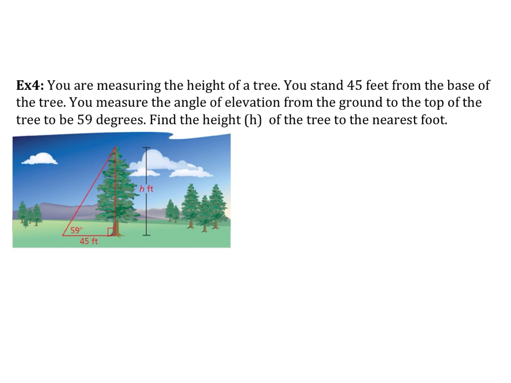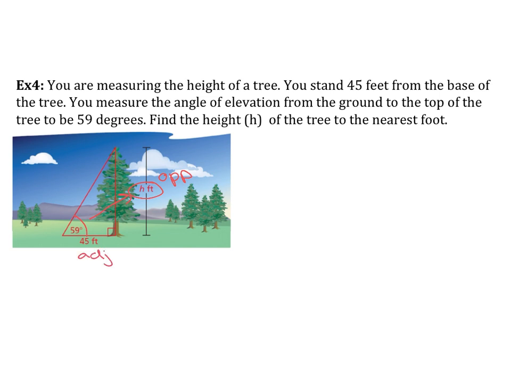So if you look at your scenario, again, you are standing away from the tree 45 feet, and you measure the angle of elevation to the top of the tree to be 59 degrees. Our question is, what is the actual height? Well, we do have a right angle here, so we can go ahead and apply our tangent ratio. Looking at my information, I have 59 and then h being the opposite side, which makes 45 my adjacent side.